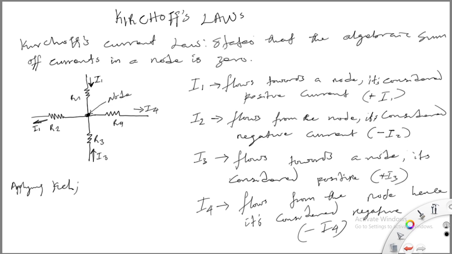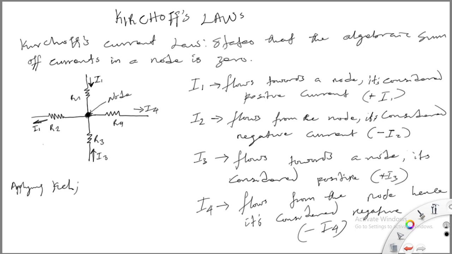As you can see from this diagram, this is the node at the center. I1 flows towards the node and is considered a positive current. I2 is flowing outwardly from the node, hence I2 is considered a negative current. I3 is also flowing inwardly towards the node, so it is positive. Subsequently, I4 is flowing from the node outwardly, so I4 is considered a negative current.